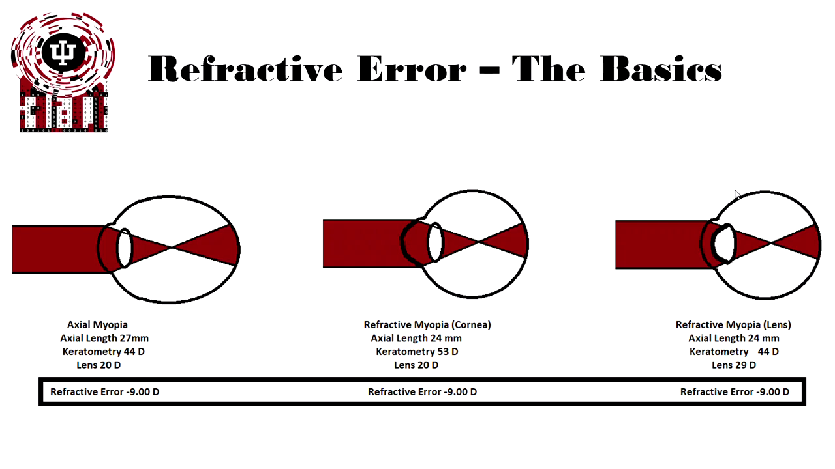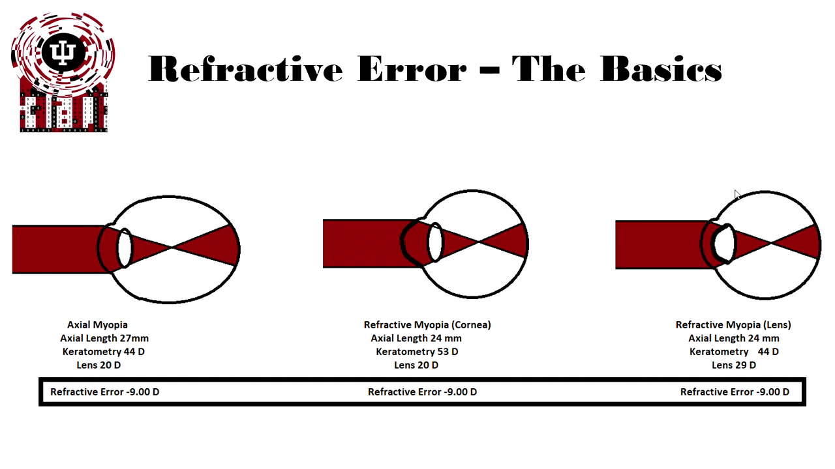Well, this brings up a point that we have 3 elements, the axial length, the cornea, and the lens, that could all be changed and can induce myopia or hyperopia or emmetropia, depending on the combination of those 3 elements combined. Here we have 3 examples of myopia.